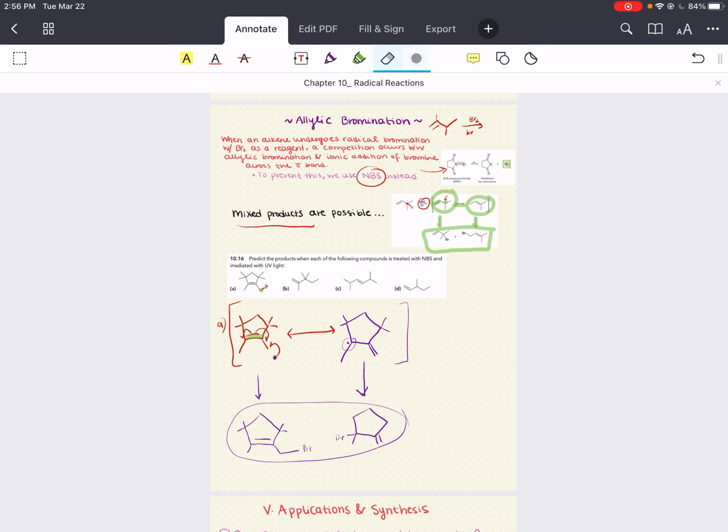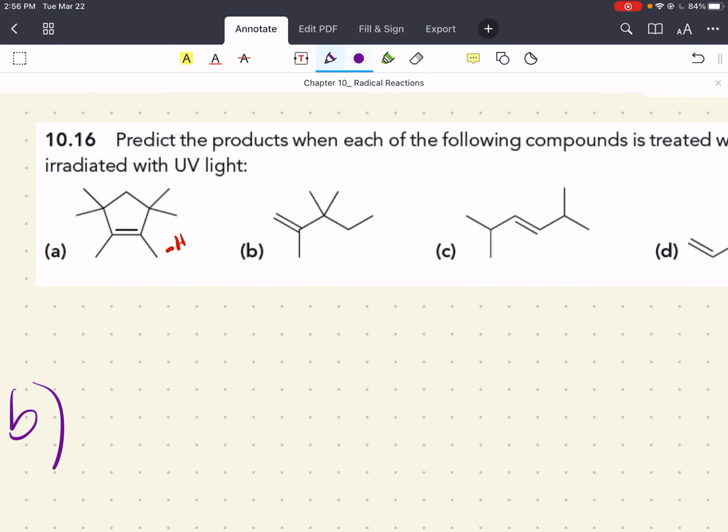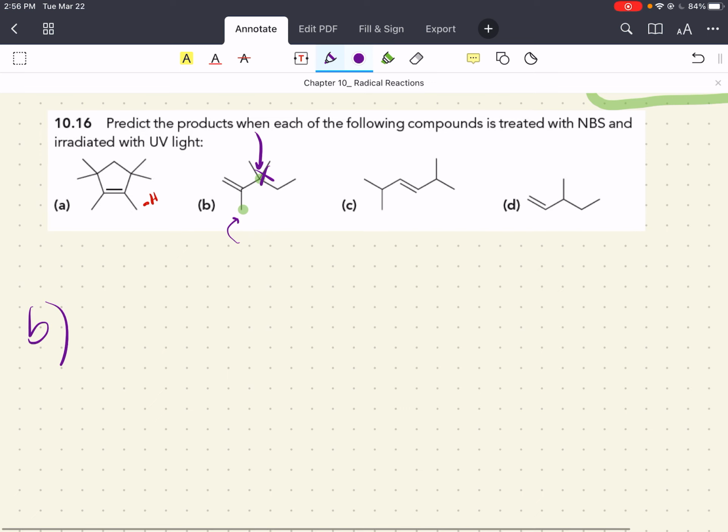Let's do one more. Let's do B, and I'll leave C and D for you to figure out. Fantastic. What do we want to do here? Well, we have a double bond. We're treating with NBS and light, so we know we're going to be doing radical bromination of an alkene. We want to identify our allylic positions. Here's one and here's one. This one's not important. There's no hydrogens here, but there is a hydrogen right there. So that hydrogen is going to be abstracted. It's going to be stolen, and what we form is a radical at that position.